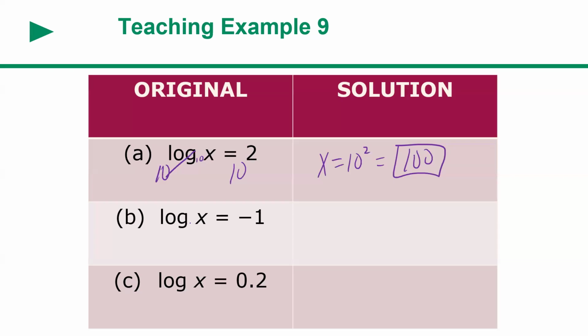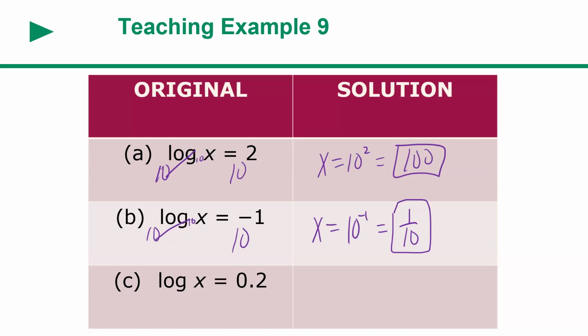Okay. So again, our base is 10. Going to exponentiate. It's going to cancel this one out. And we're left with x equals 10 to the negative 1. What is 10 to the negative 1? If you said 1/10, you are correct. My power is negative, meaning that I am not happy with where I'm at.